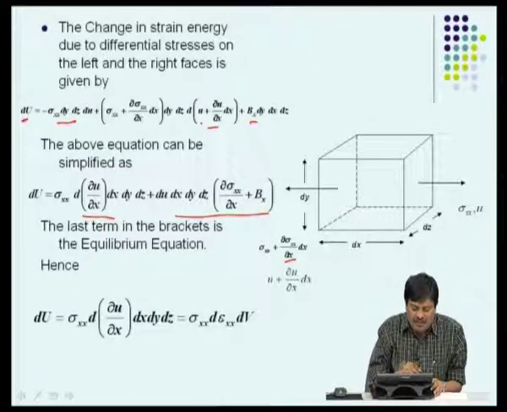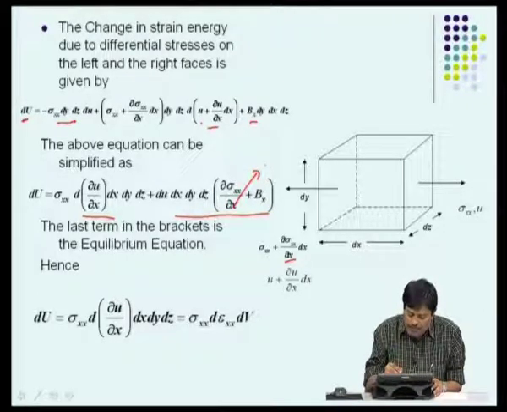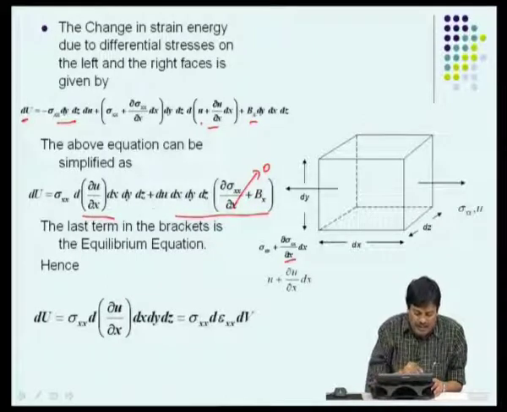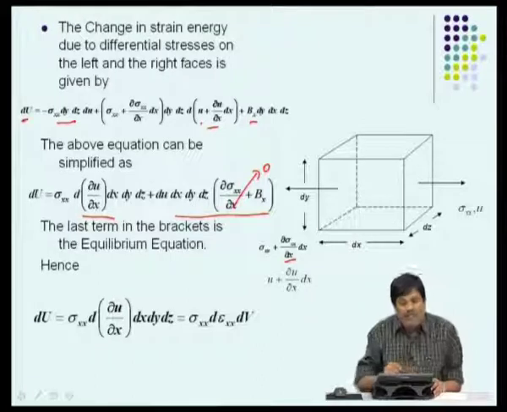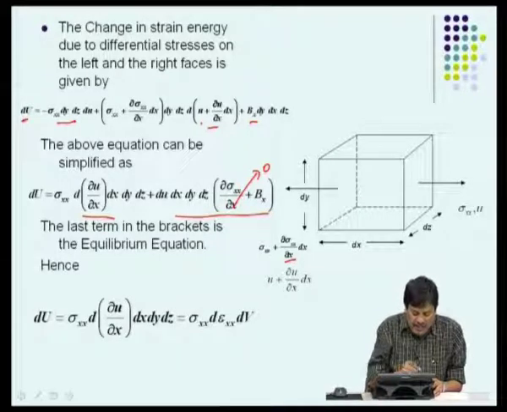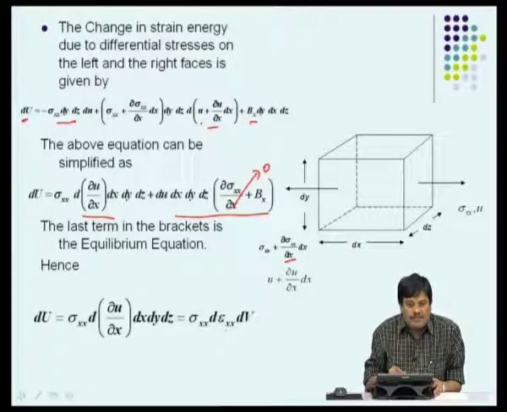This is obtained by simplifying this expression, and if the body is in a 1D state of stress, this is nothing but the equilibrium equation. So, this goes to 0, this is not present. So, only the body force term exists in the expression, and du by dx from our strain displacement relationship is nothing but epsilon x. So, this can be written as dU equal to sigma x into d epsilon xx.